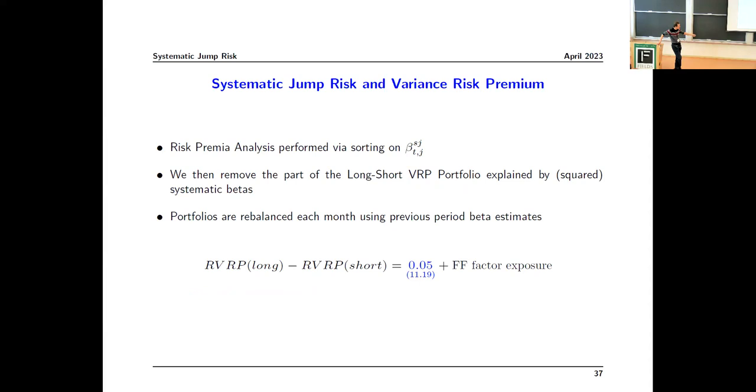I'll spare you the details here, but what you get is something rather large. That gap, when I sort the stocks on the exposure to my systematic jump risk, which is not a factor-type jump risk, I cannot justify the gap you see between the high and the low portfolio with exposure to the traditional Fama French factors. This is telling you that we are picking up something which is not there in the factors.